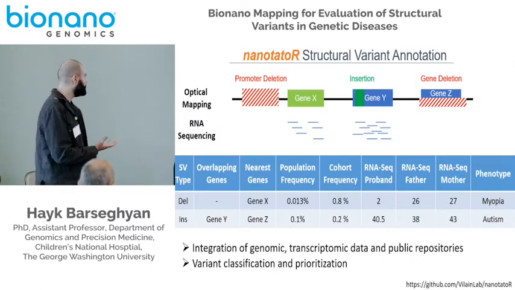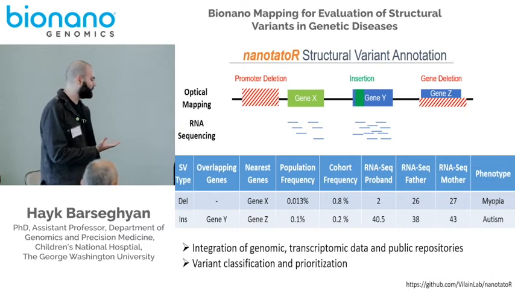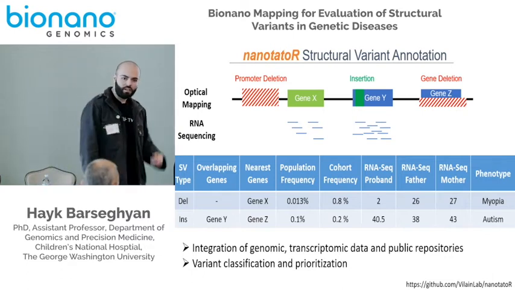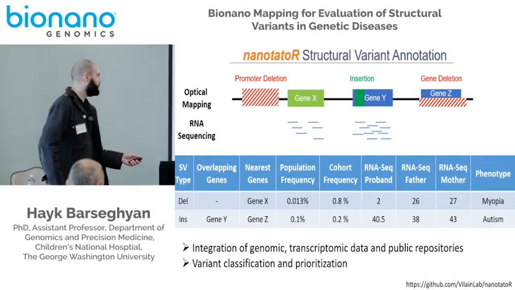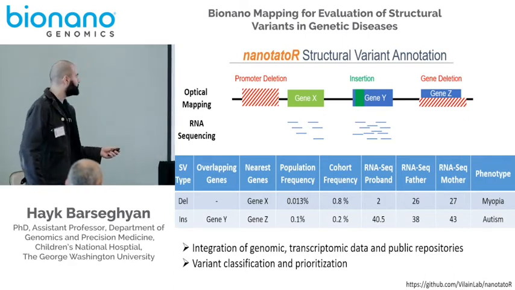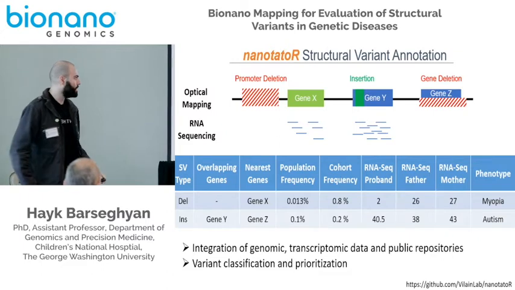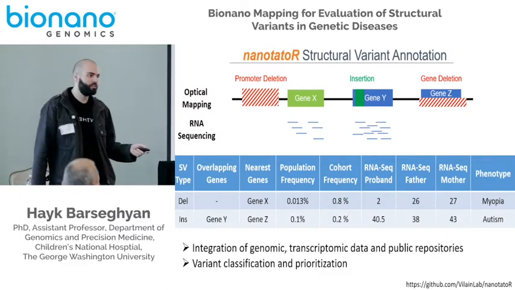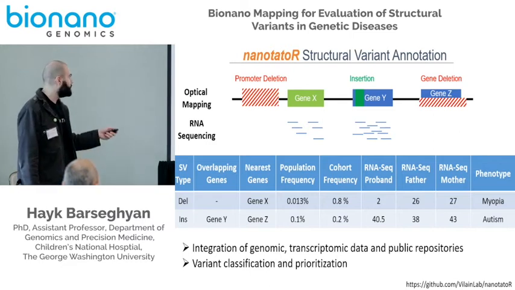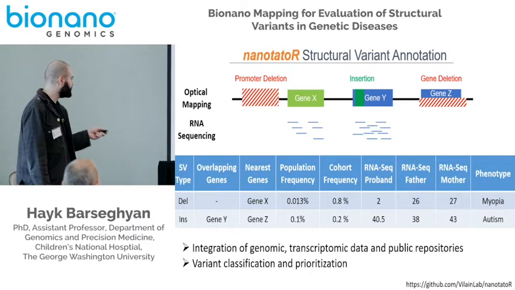So once we have these numbers, what we've developed, Surajit Bhattacharya is here on the corner, so if you want to talk to him about how this works, is this R package called Nanotator, which is a structural variant annotation tool. It takes the SMAP input that has the refined breakpoints from Genox, and then provides the information shown here.